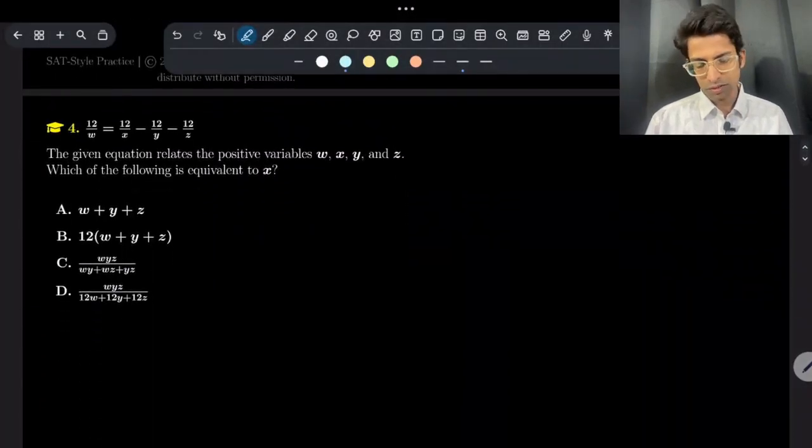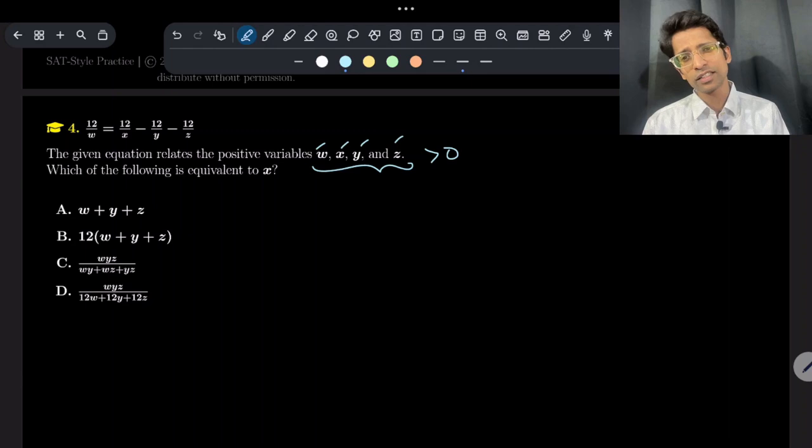So this question, 12 by w is equal to 12 by x minus 12 by y minus 12 by z. The given equation relates the positive variables w, x, y, z. So all of them are positive. Which of the following equations is equivalent to x? So it's basically asking you to find the value of x. Please don't do this on Desmos. Let me show it to you how this can be quickly done.